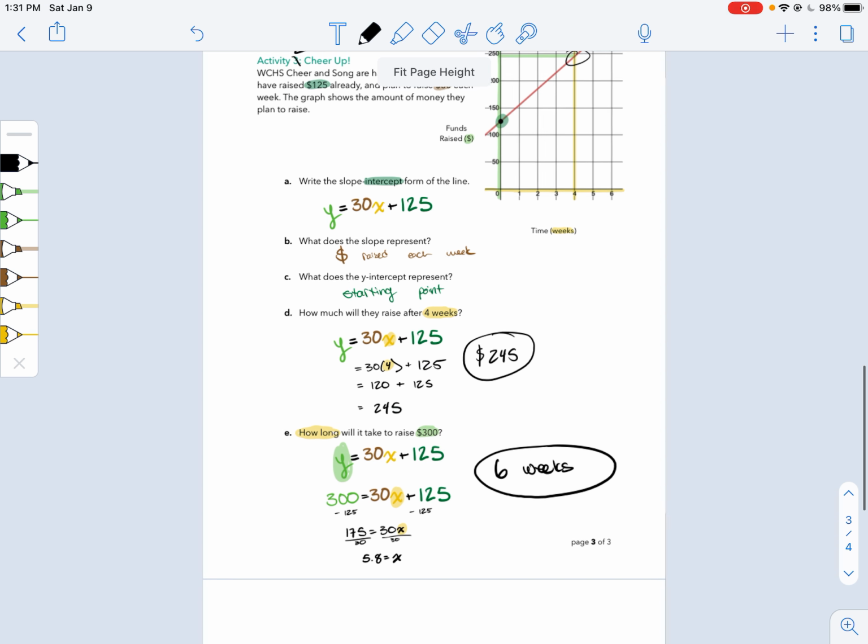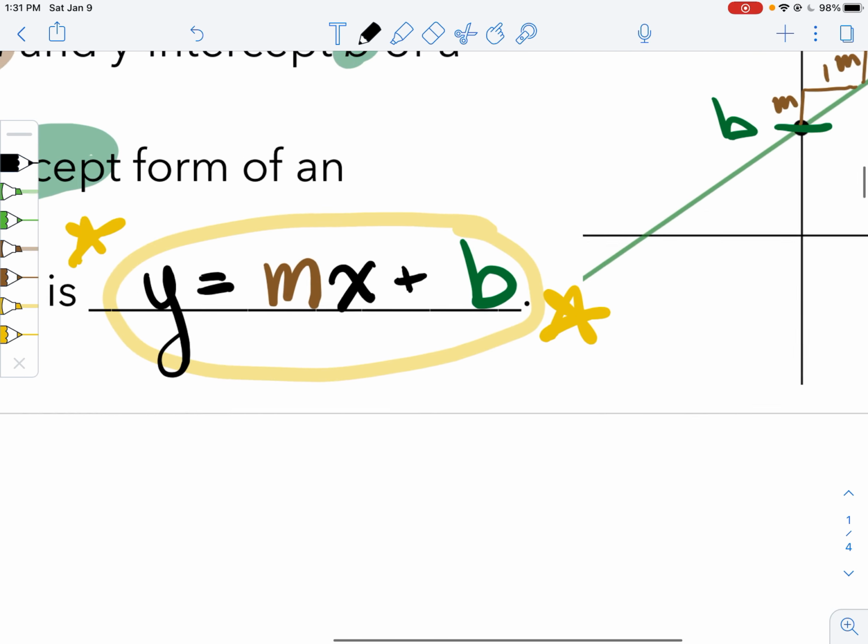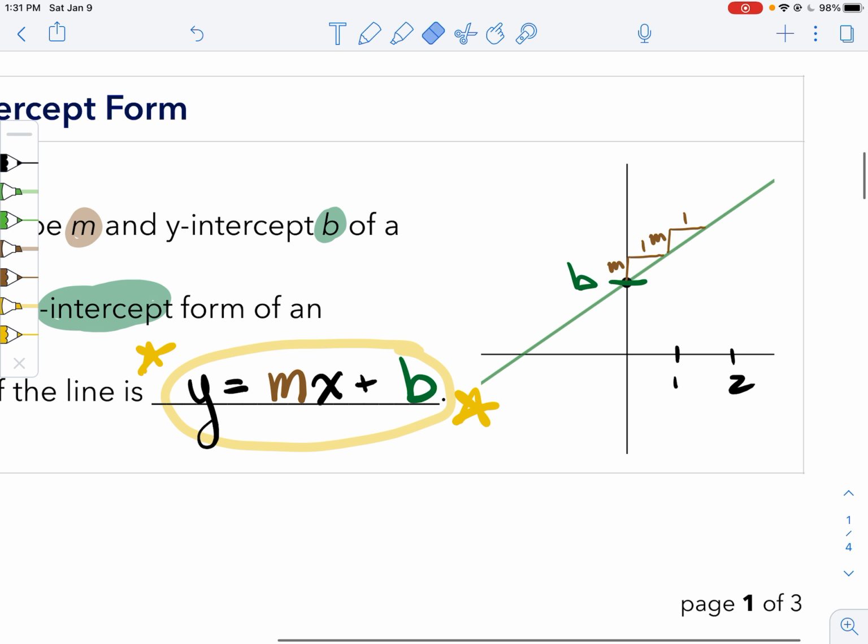So way to go. There you have it. The most important thing to remember is this, your slope-intercept form. Remember, your slope is how much it's changing as you go over 1 each time, and your intercept is where it starts.